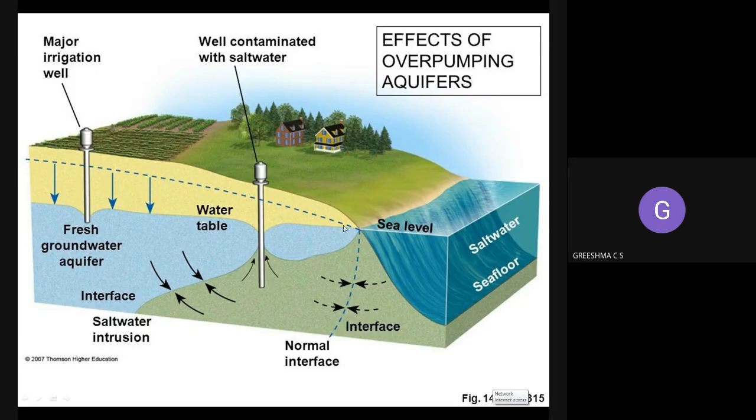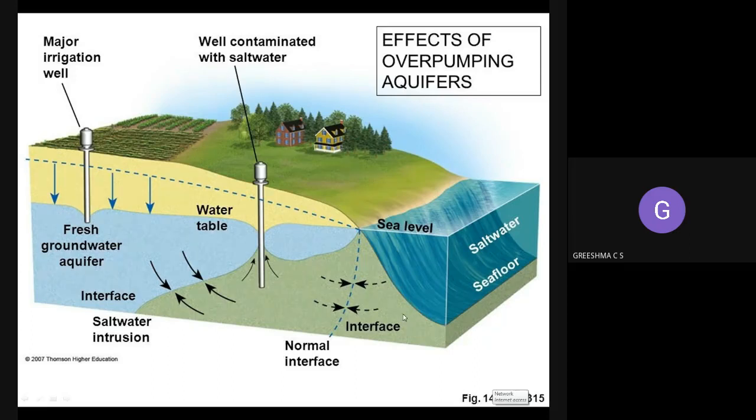This is the sea level. Normally this is the boundary of the sea and the continental crust. This is the boundary between the sea and the land. You can see the interface. You are not supposed to have salinity beyond this point.